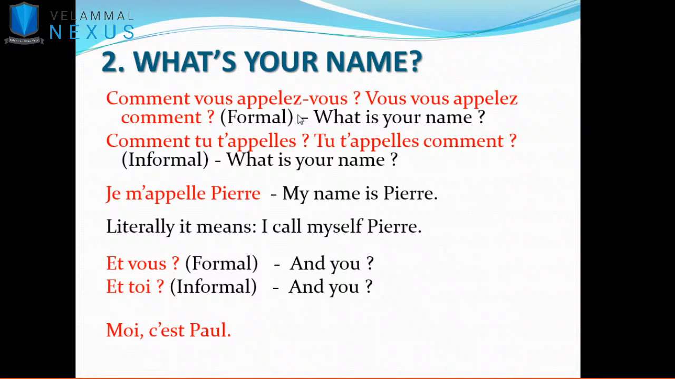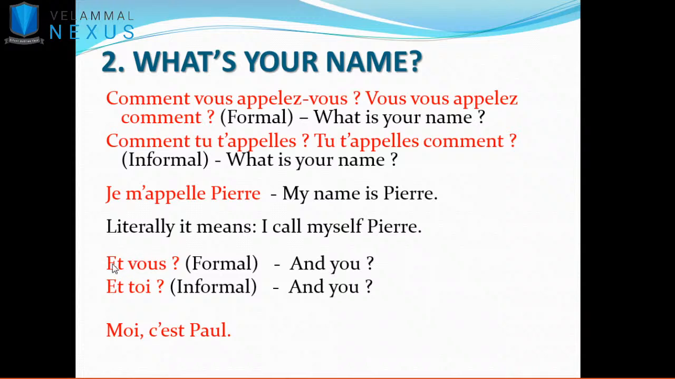So somebody asks you, let's stick to the first form and the answer. Comment vous appelez-vous? That is the respectful form. The other one, comment tu t'appelles? is without respect. It's better to stick with the vous form. Comment vous appelez-vous? Answer: Je m'appelle Pierre. You can use your name. Je m'appelle, your name.